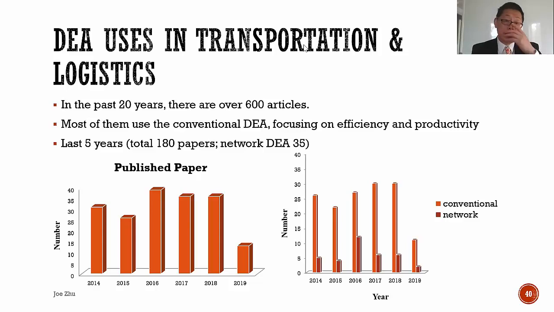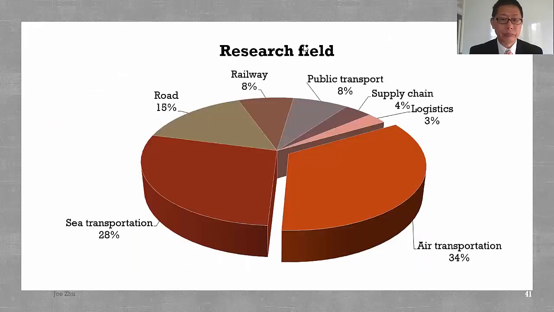It's kind of interesting if you think about it. In transportation, you go from one point to another, and another point in the logistics system. It's the nature of a network structure. I think we ought to use network DEA to revisit some of the studies in there. So this is a pie chart on the different research fields related to transportation, logistics and supply chain kind of stuff.